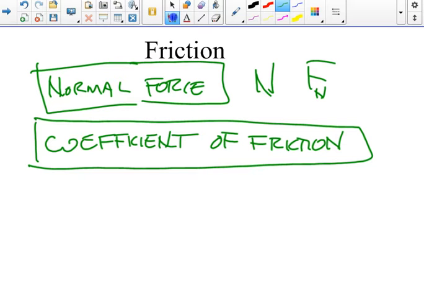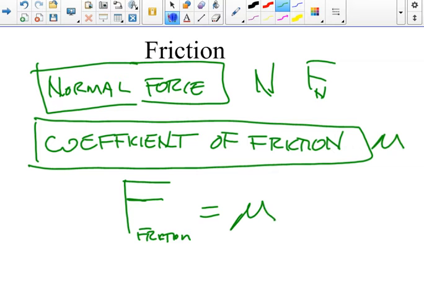So, how are they affected? Well, the bigger the coefficient, the more friction there is. The bigger the normal force, the more the surfaces are pressed together, the bigger friction is. So the general idea for friction is that the force of friction is just the product of the coefficient of friction, which is mu, times the normal force. Goofy little letter, looks like a U or an M, it's Greek, it's mu.